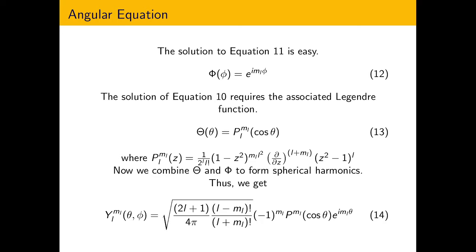Okay, so we found Theta and we found Phi. So generally, if we want to get the spherical harmonics, we need to combine both Theta and Phi. If we combine them both, we get equation 14, which is Y of L mL theta, phi is equal to root of (2L plus 1) by 4 pi into (L minus mL) factorial by (L plus mL) factorial into minus 1 to the power mL P of L mL cos theta e to the power i mL phi.